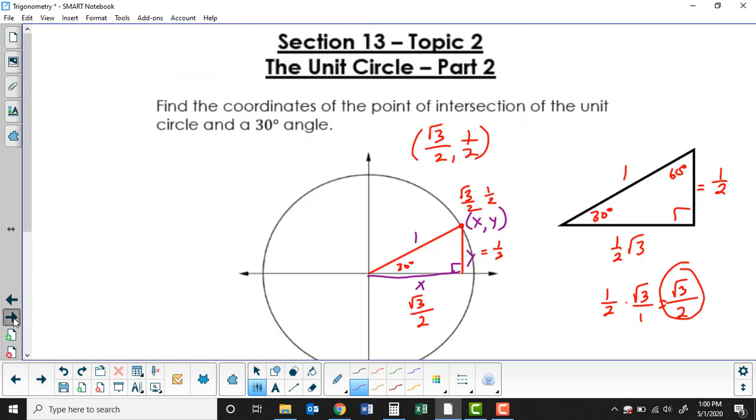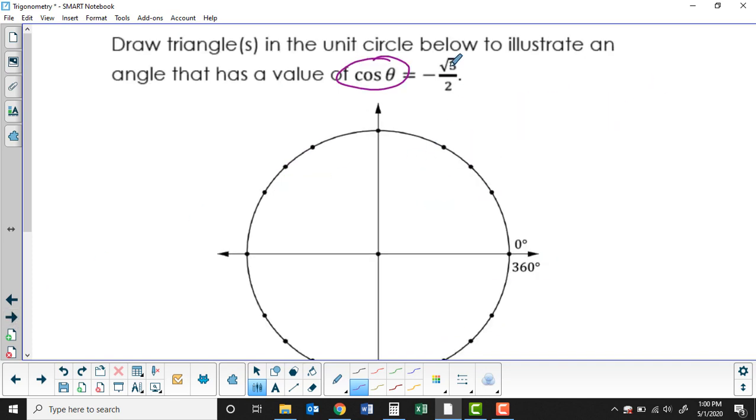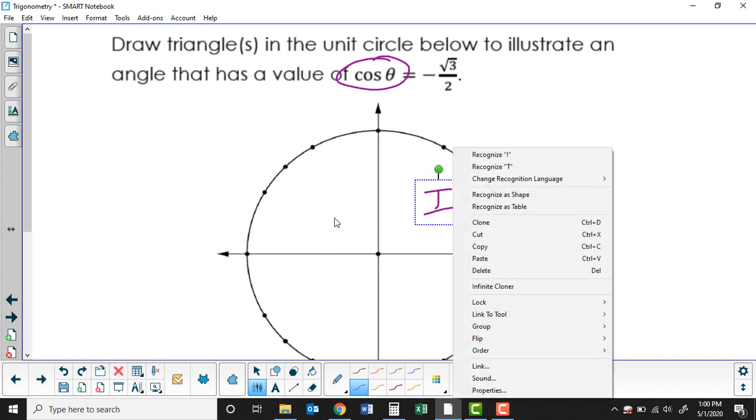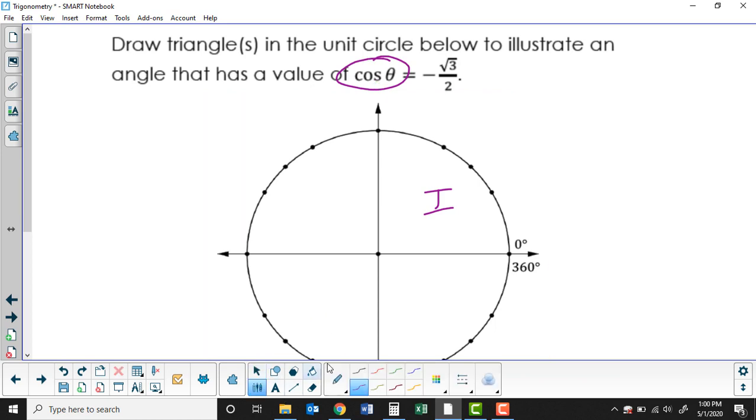So if we go back to this right here. All right. So this is a negative. So we know we're going to have, this is quadrant 1. Quadrant 2 is over here. Quadrant 3 and quadrant 4. So we're only going to be in here and in here. All right. So we know we're going to draw triangles over here.